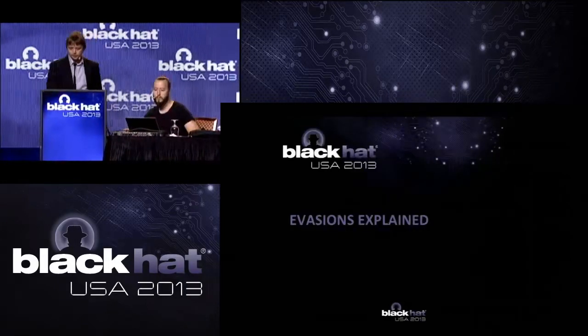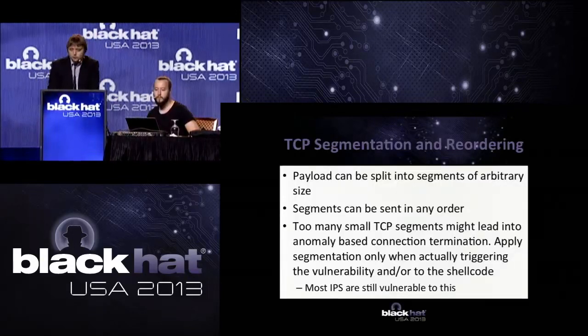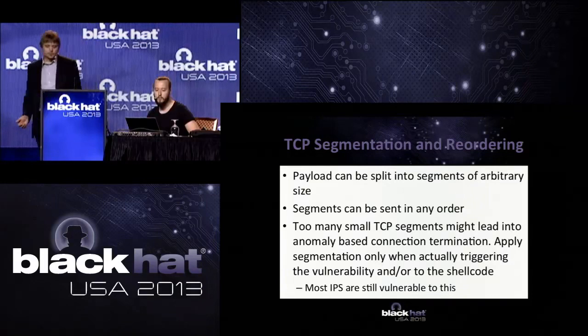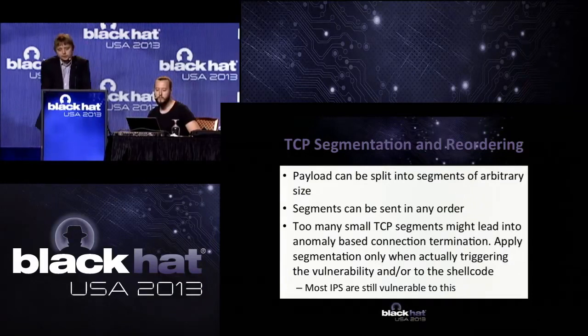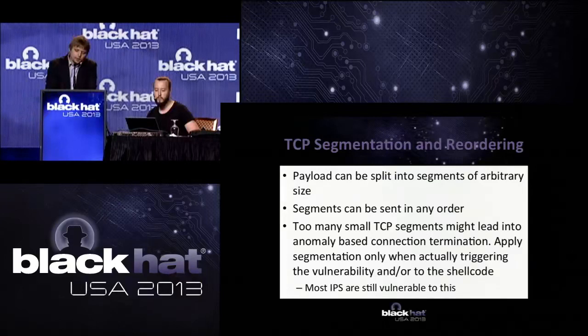Next I will explain some of the evasions that we have been testing with many vendors. The first one is TCP segmentation and reordering. This one is really simple. We can split the hostile payload into small segments of arbitrary size. If we send these segments in the wrong order, it's really difficult for the IPS systems to put these segments together and notice the attack. But this is really old stuff, and this was in the Ptacek paper, and it is implemented quite nicely in FragRouter, for example.